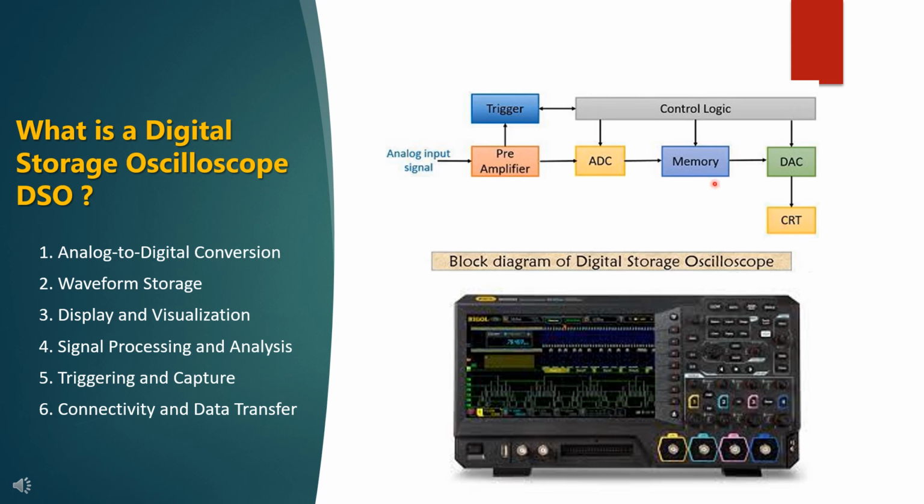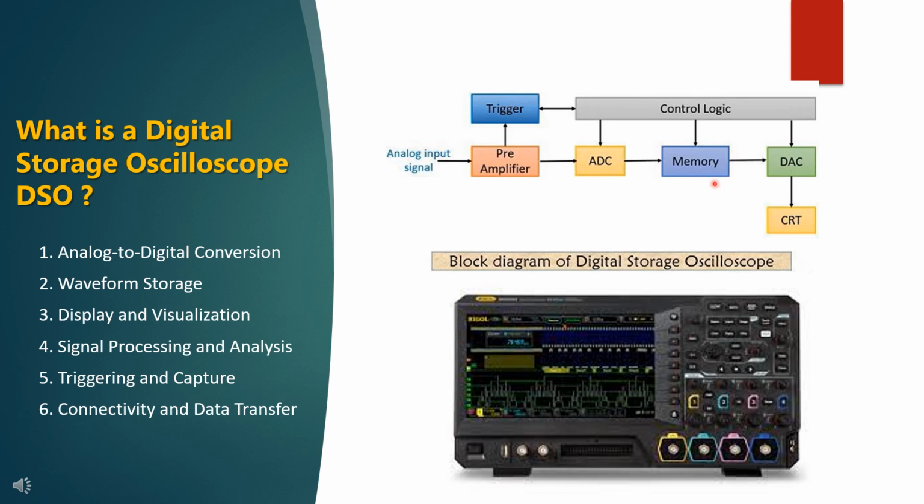Here are some key characteristics and features of digital oscilloscopes. 1. Analog to digital conversion. Digital oscilloscopes convert analog signals into digital data by sampling the input waveform at regular intervals. The analog signal is discretized and represented as a sequence of digital samples. 2. Waveform storage. Digital oscilloscopes have the ability to store acquired waveforms in memory, allowing users to review and analyze the signals after capture. This storage capability is particularly useful for capturing transient or complex waveforms.